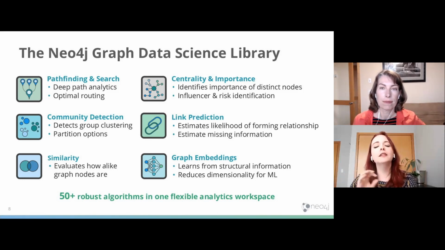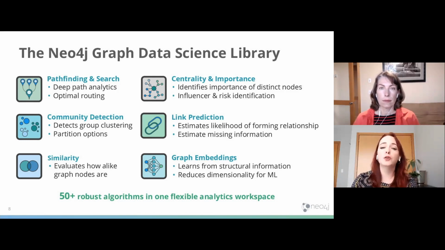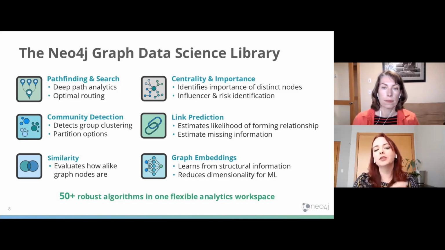We have the link prediction algorithms, and these are different from the link prediction we'll be talking about later in the webinar. These are heuristics that, given a pair of nodes, can give you a probability of forming a relationship based on some predefined rules. An example might be common neighbors. The more common neighbors two nodes have, the more likely they are to be connected. And so these are simple heuristics that can help you find missing information.